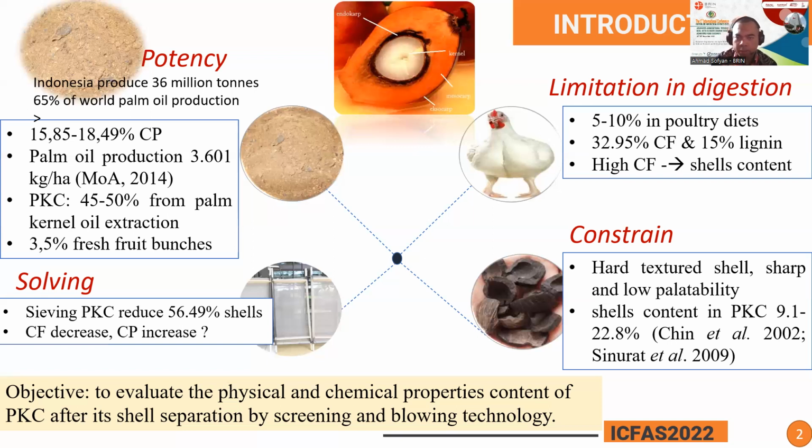However, palm kernel cake has constraints, for example, hard texture, sharp shell, and low palatability. It is a problem for poultry feed because palm kernel cake has low digestibility in the poultry digestive tract, and it also still contains about 15% lignin. So it should be solved to increase the quality of palm kernel cake.